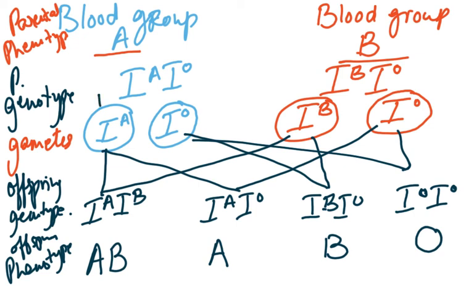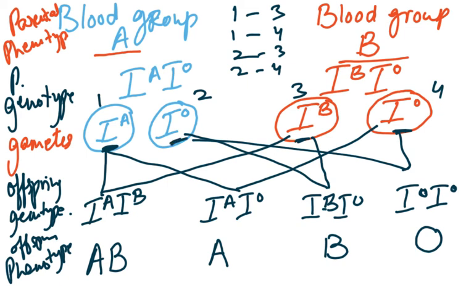So if you number this 1, 2, 3 and 4, the way you do it is you do 1, 3, 1, 4, then you do 2, 3 and then you do 2, 4. So 1, 3, IAIB, then 1, 4, then 2, 3, then 2 and 4. So now this couple has a probability of having any 4 of the blood groups.